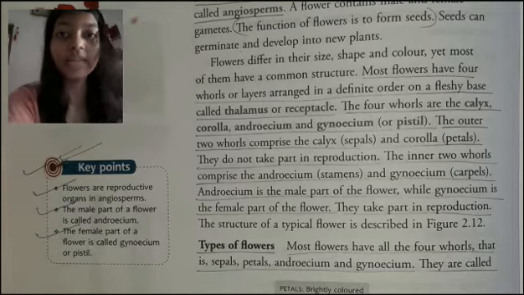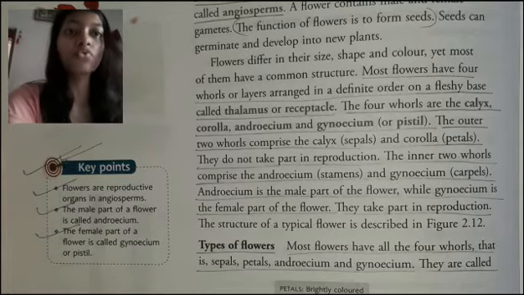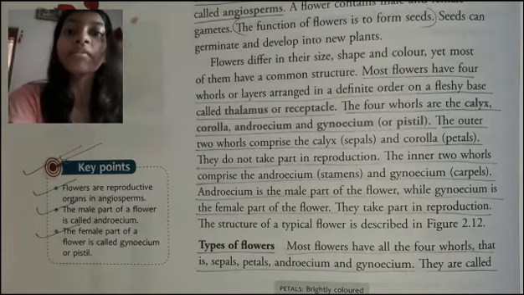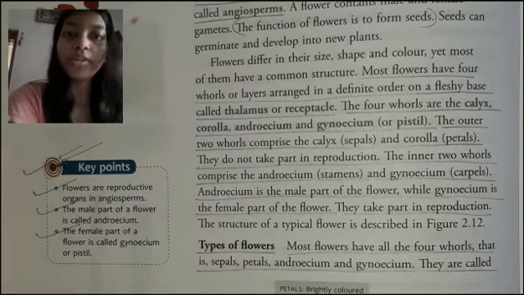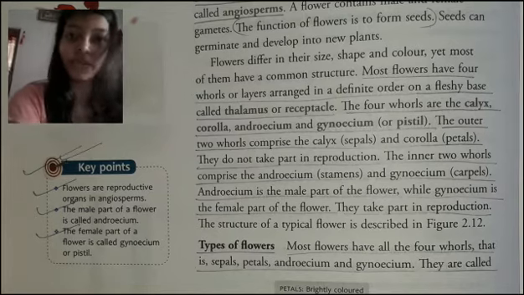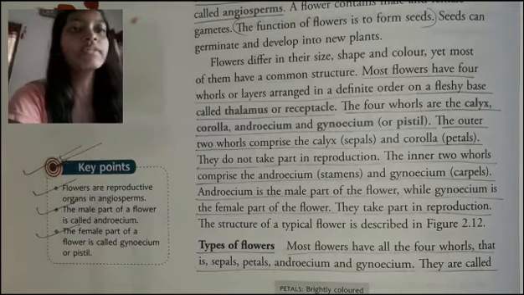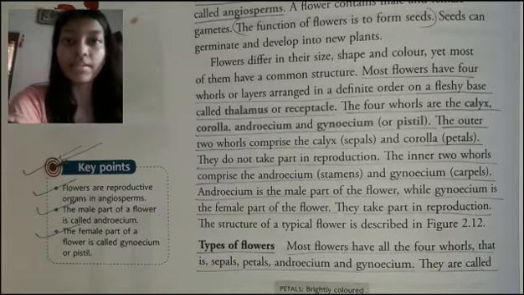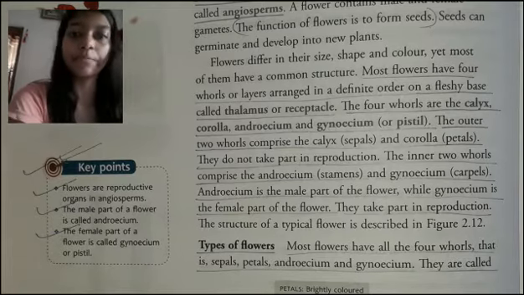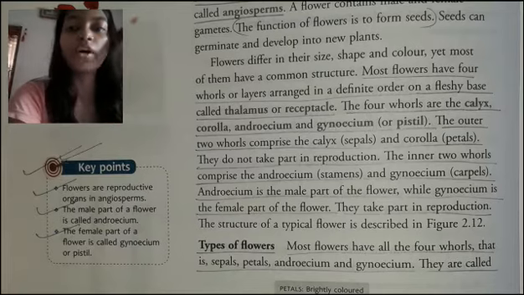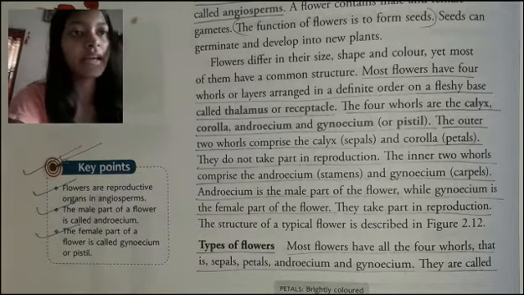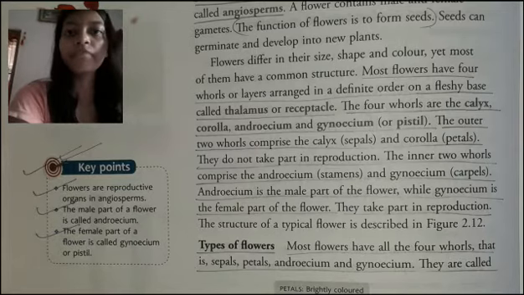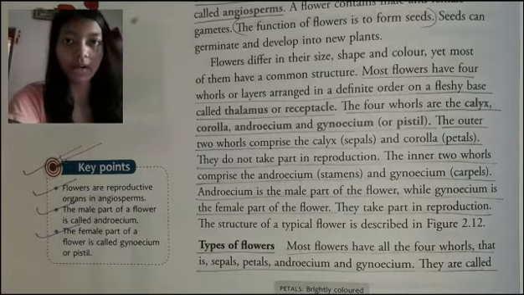The outer 2 whorls comprise the calyx, that is the sepals, and the corolla, that is the petals. These are the outer 2 whorls of a flower. They do not take part in reproduction. The inner 2 whorls comprise the androecium, that is stamens, and the gynoecium, that is carpels. The inner 2 whorls take part in reproduction. Androecium is the male part of the flower and gynoecium is the female part of the flower.